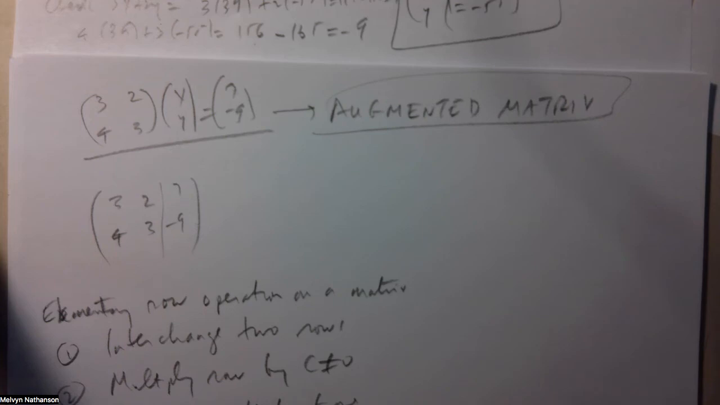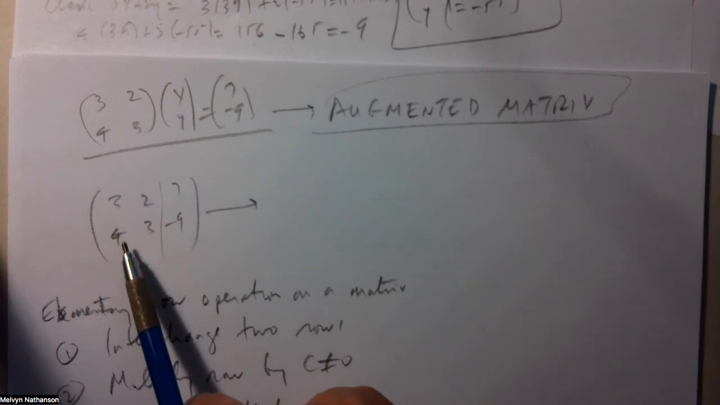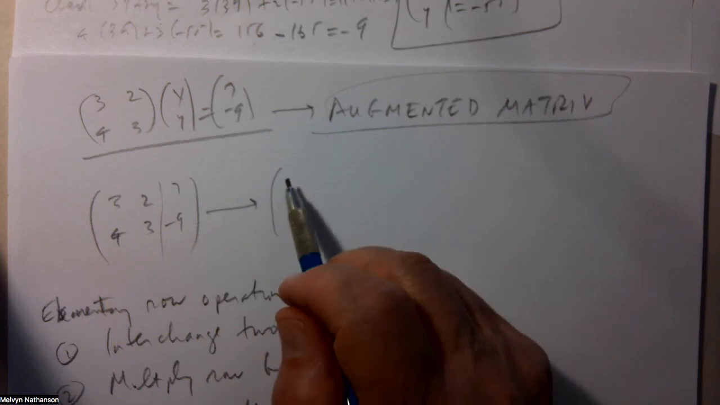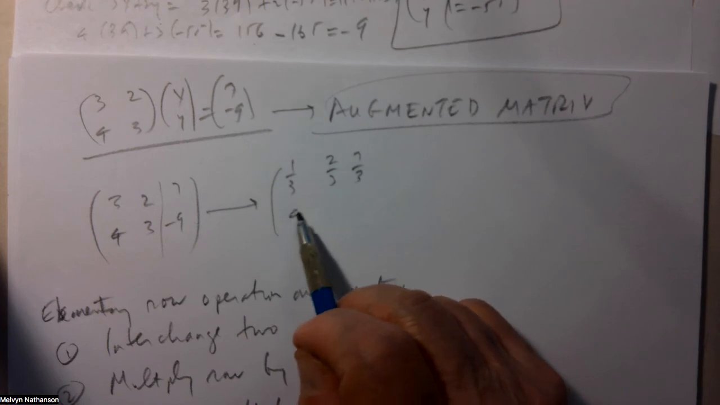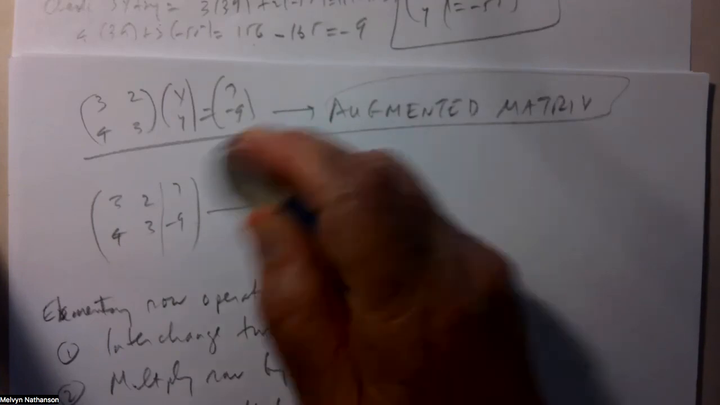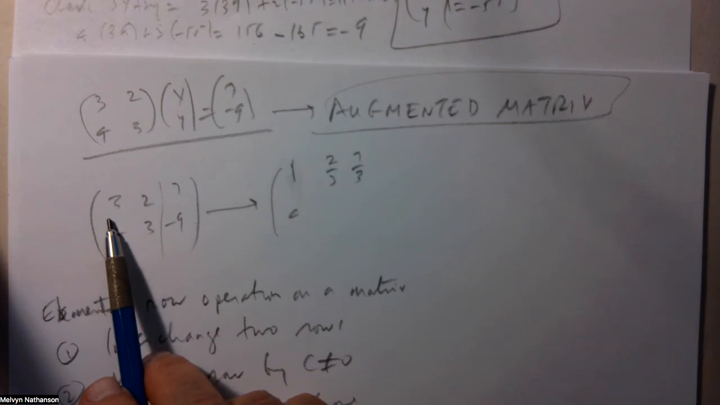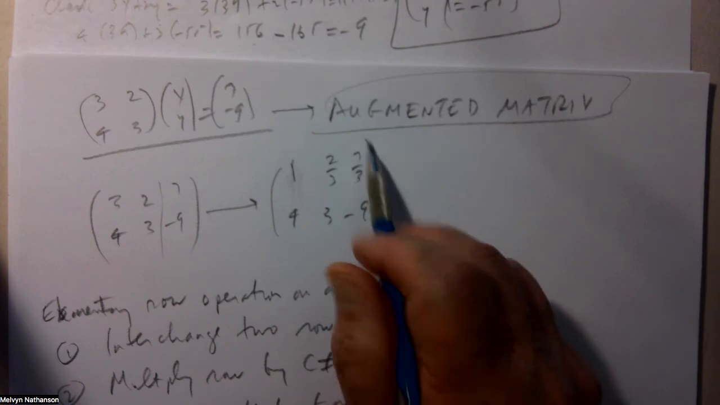So let's see, what did I do for my equations? The first thing I did was I multiplied the first equation by a third. So let me multiply the first row by a third. I get 1/3, 2/3, 7/3. Oops, that's not what I get. When I multiply 3 by a third, I get 1. If I multiply the first row by a third, I get 1, 2/3, 7/3. And I haven't changed the second row at this point.